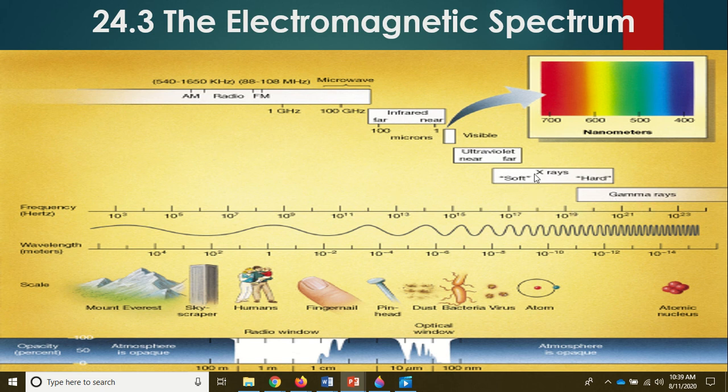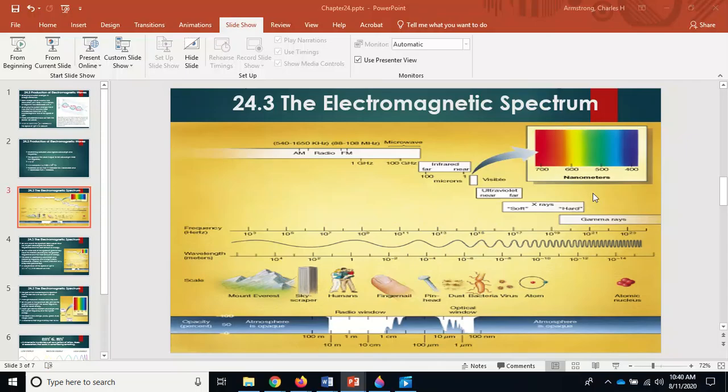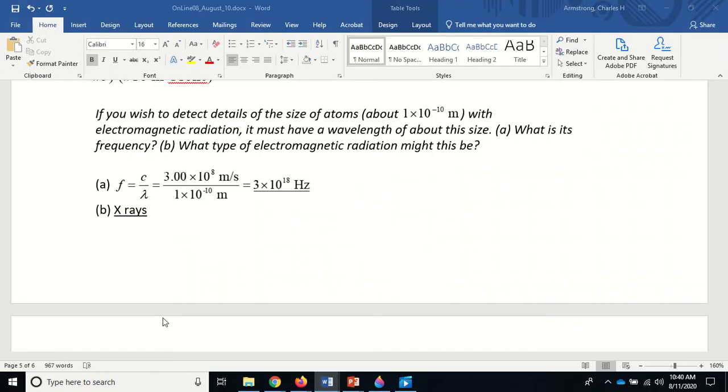But 10 to the 18th, with 10 to the 19th and 10 to the 17th around it, looks like it definitely is an X-ray, with nobody arguing that it's something else. Nobody arguing that it's ultraviolet, nobody arguing that it's not X-ray. Okay, you've got X-ray right there: 3 times 10 to the 18th.